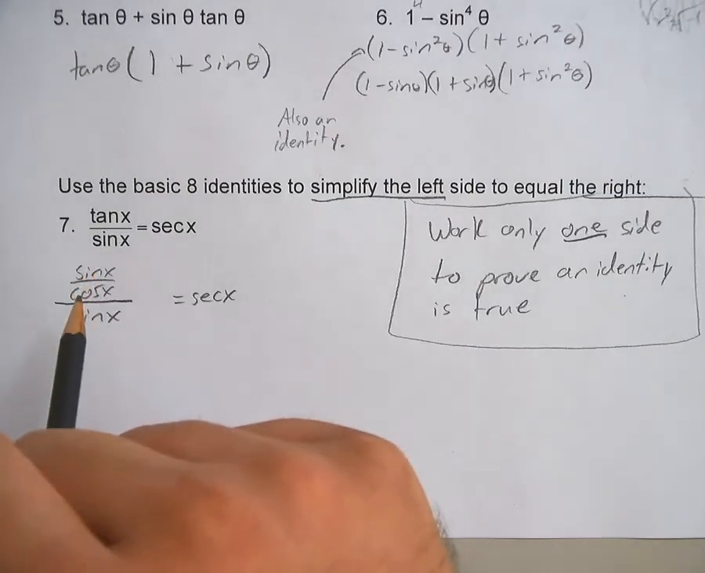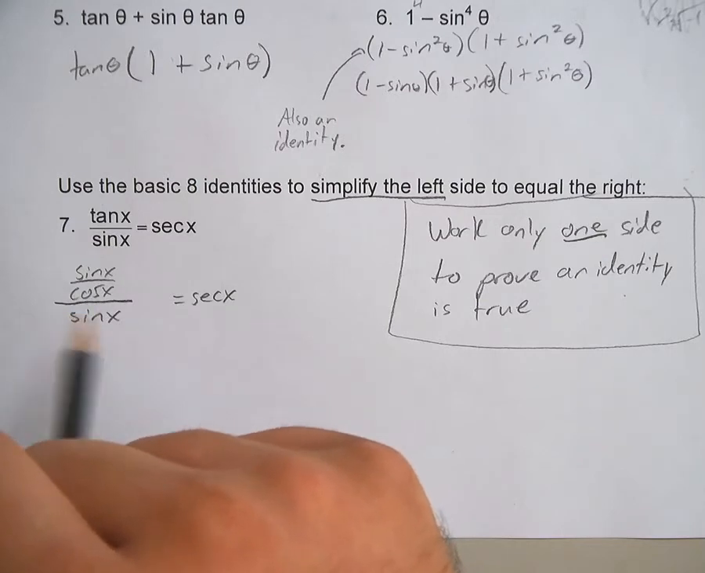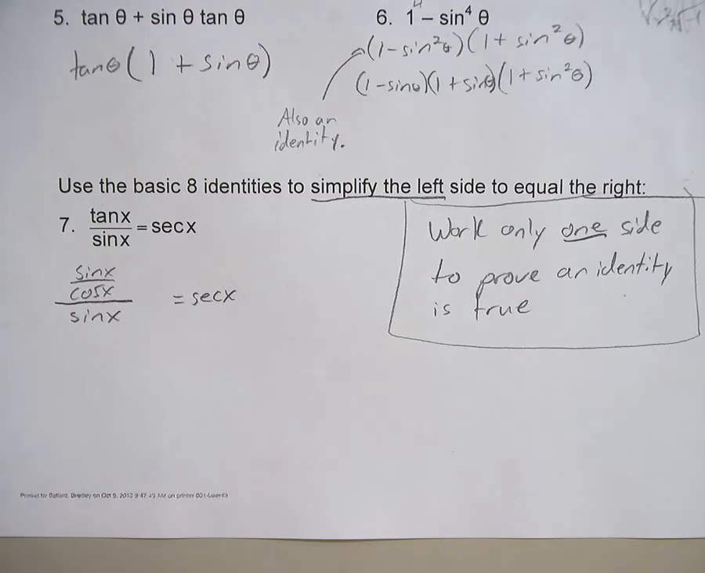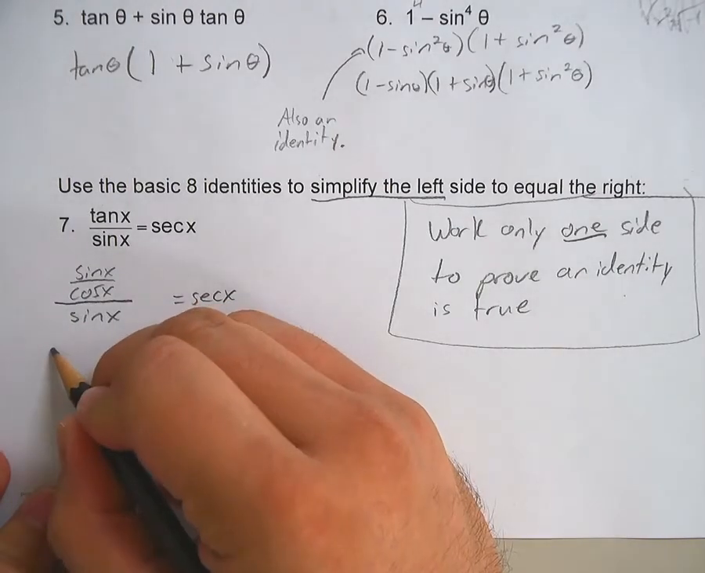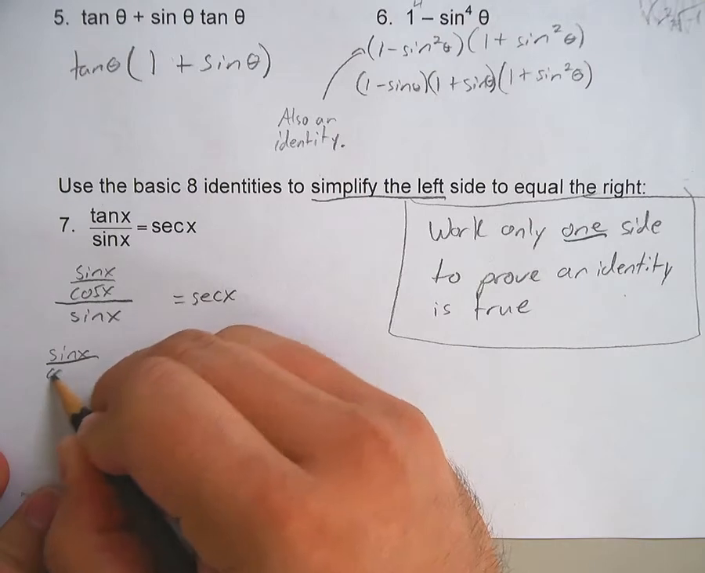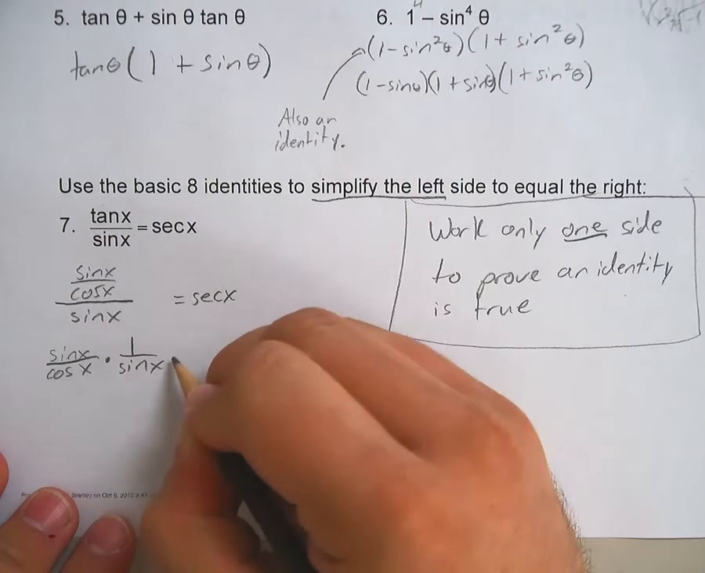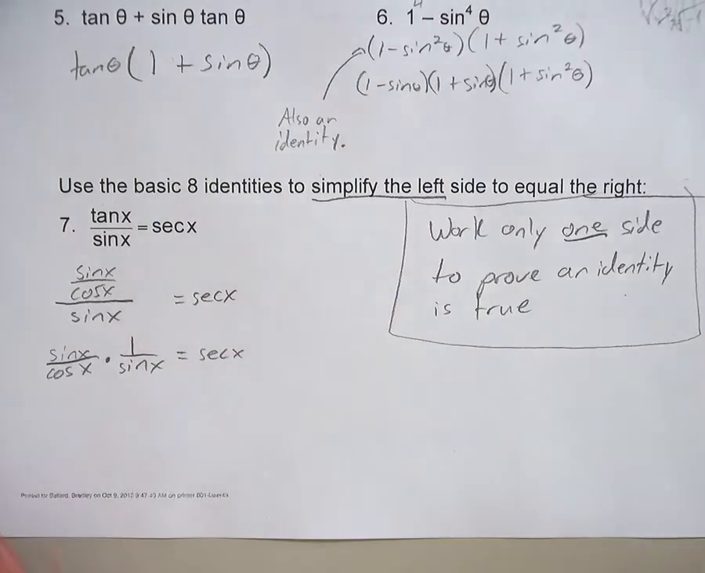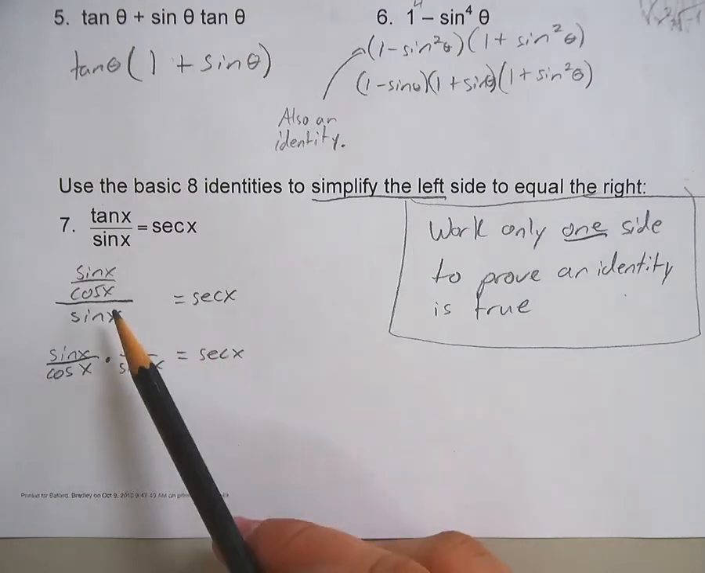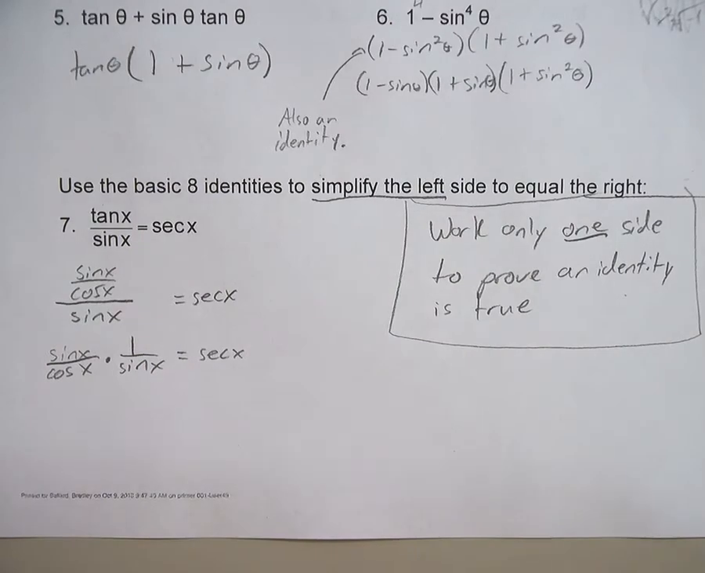See this sine x over cosine x? That's my numerator. And I'm dividing all that by sine x. Well, instead of dividing by sine x, let's do this: sine x divided by cosine x times 1 over sine x. We can do that, that's acceptable. Instead of dividing by sine x, multiply by 1 over sine x. That is the same thing. Dividing by something is the same thing as multiplying by that same fraction. So dividing by 2 is like multiplying by a half.